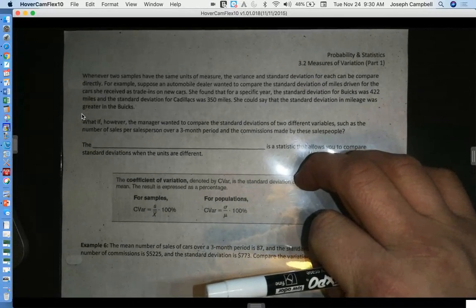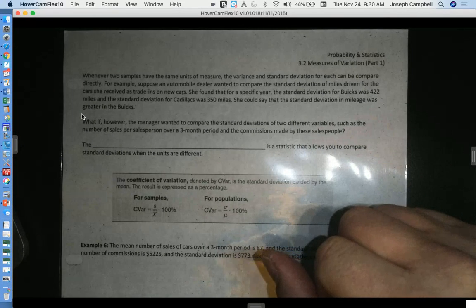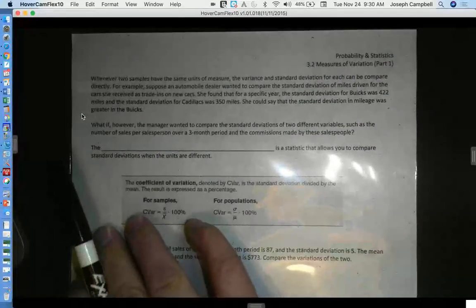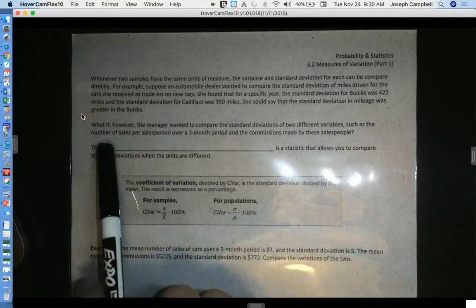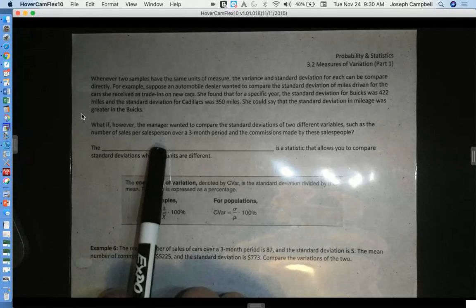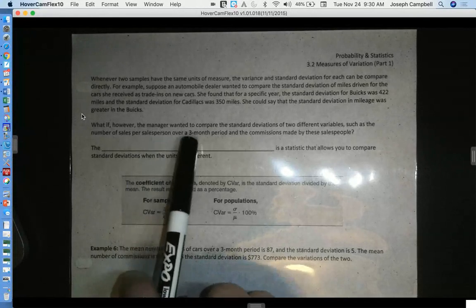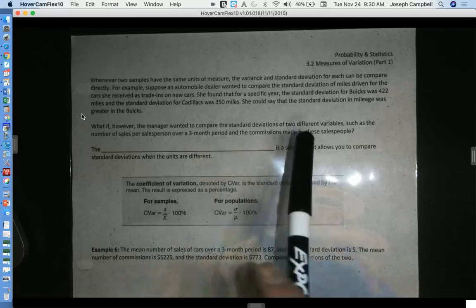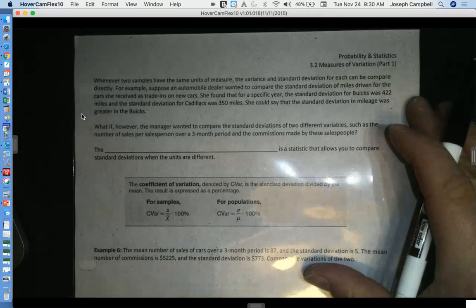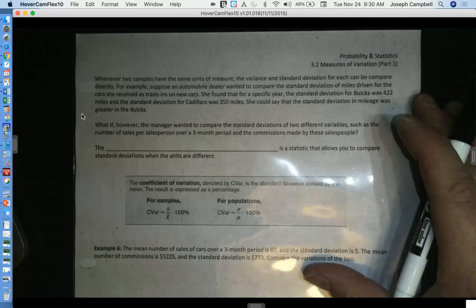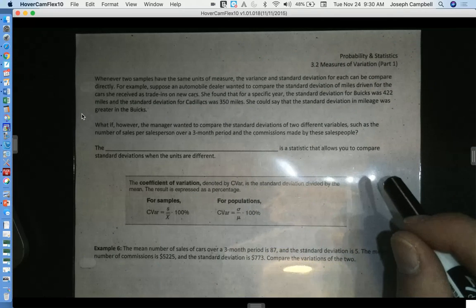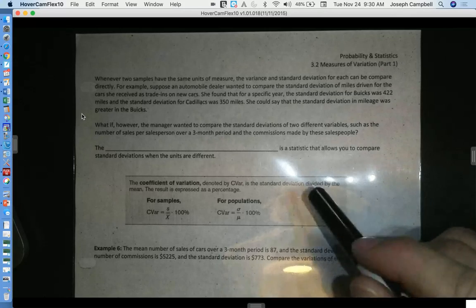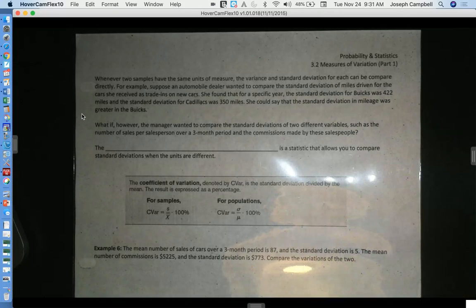If you hold things constant, it's nice to compare things. But when circumstances change, maybe not so much. So what if the manager wanted to compare standard deviations of two different variables, such as the number of sales per salesperson over a 3-month period, and the commissions made by these salespeople? Those are two entirely different things. They're going to have two entirely different numbers, right? Different scales.